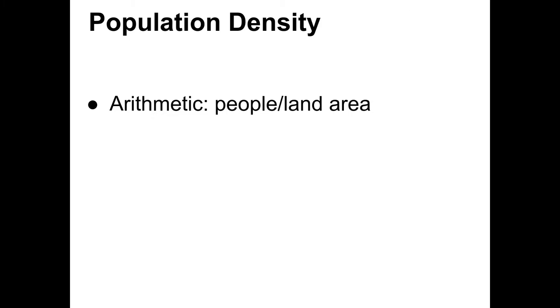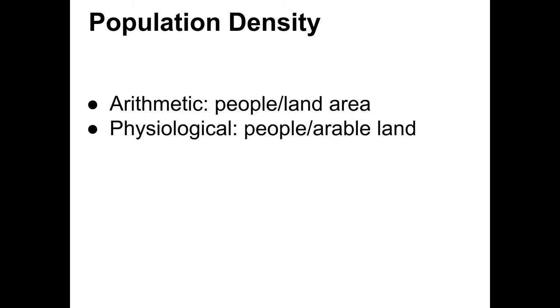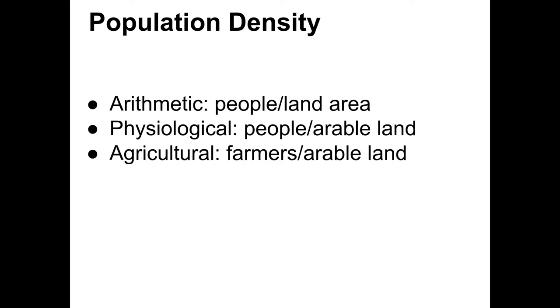So how do we look at population? There's three different densities. There's population density, or rather arithmetic density, people divided by land. That's the most important. Physiological is people divided by land that you can grow food on. That's a more realistic number, maybe. And then agricultural, farmers per land, easily the least interesting, the least useful of all of them.